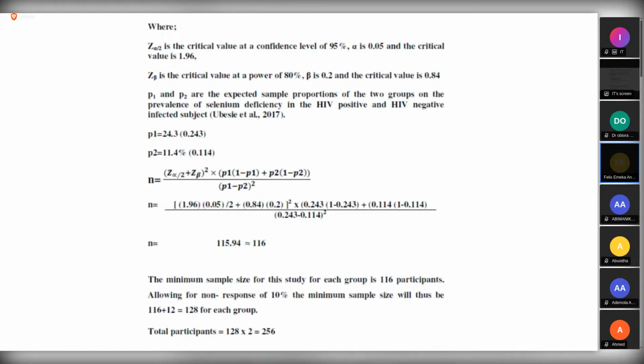So we are going to put those numbers inside this formula. Our P1 is 24.3, which is 0.243. Our P2 is 11.4, which is 0.114. So put those P1 and P2 in this formula, it will give us 116. And you're going to now be adding your 10%. So whatever number you get now, which is after the 10%, is 128. Whatever number you get is for each group.